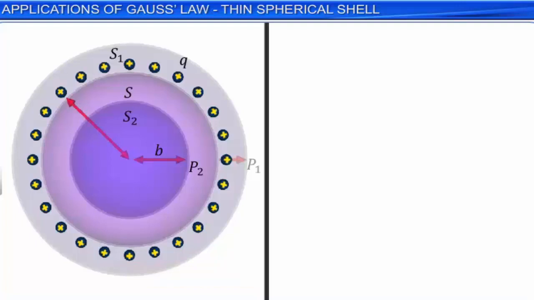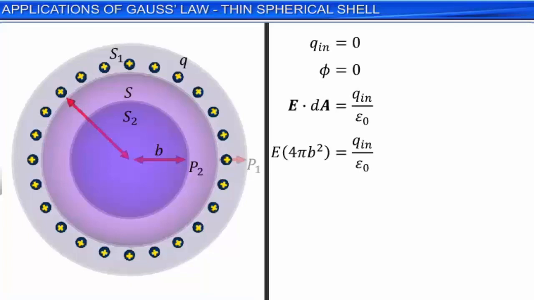Since the Gaussian surface S2 does not enclose any charge, Q in is equal to 0 for the given surface. Hence, net flux phi through this surface is 0. According to Gauss' law, the integral E dot dA is equal to Q in by epsilon naught. Given that the Gaussian surface S2 has a surface area of 4 pi b square, and since Q in is 0 for S2, the electric field strength for any point within the Gaussian surface is 0.